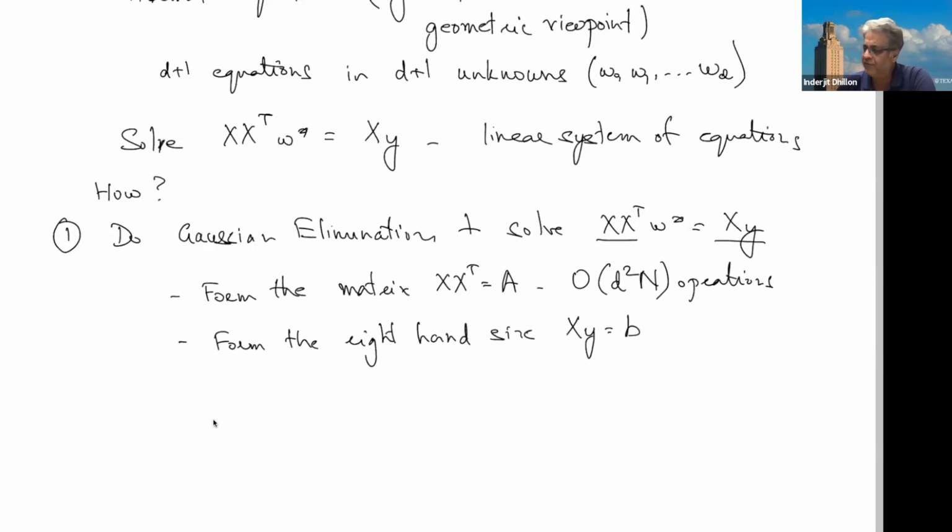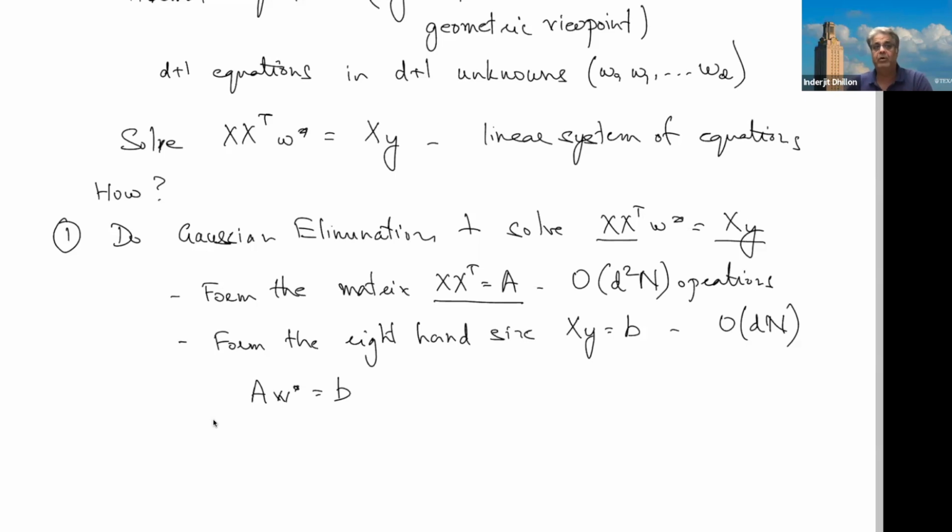Okay. Now this is not very expensive, right? This is all X is d by n. This only takes order dn operations. So that's not expensive. Now I have A, which I formed, which is XX transpose. I have W star, which I need to solve for, and I have the right-hand side.